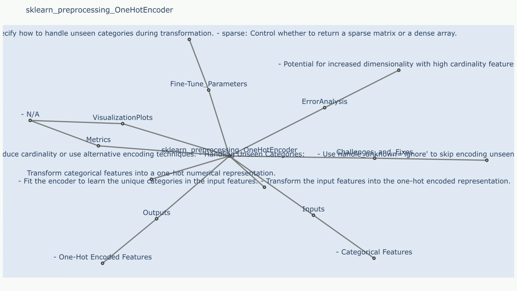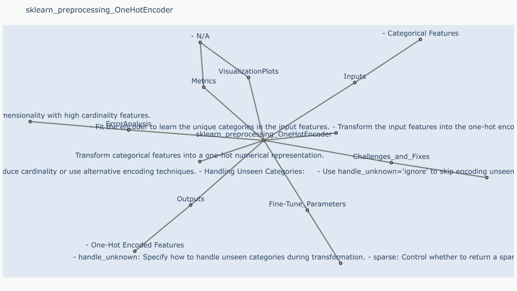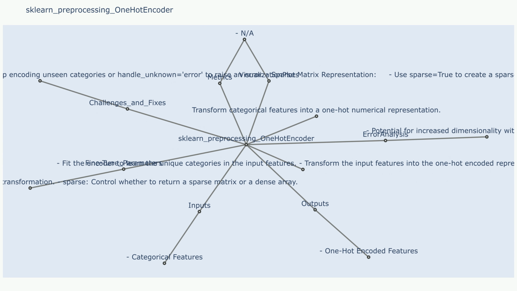Explain in detail. High dimensionality: one-hot encoding can significantly increase the dimensionality of the data, especially when dealing with categorical features with a large number of unique categories. This can lead to the curse of dimensionality, making it challenging for some machine learning models to learn effectively. Sample use case that resulted in challenge 1. A dataset with a categorical feature representing product categories with hundreds of unique categories, resulting in a large number of one-hot encoded columns. Fixes to challenge 1.